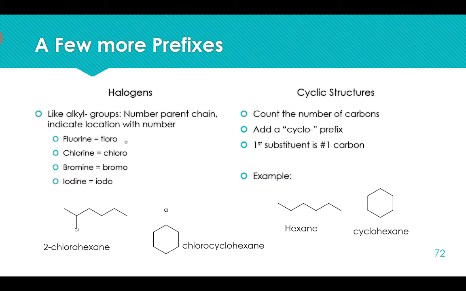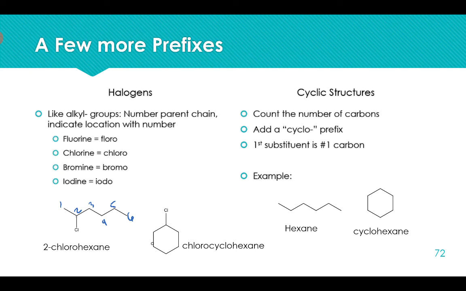All right, here's a few more prefixes for you. Sometimes the substituents are not alkyl substituents. They are instead halogen substituents. And so there's different halo substituents listed here, such as fluorine, chlorine, bromine, and iodine. And so those are given the prefixes fluoro, chloro, bromo, and iodo. And so this is 2-chlorohexane because we will number from that direction. So 1, 2, 3, 4, 5, 6. So 2-chlorohexane.